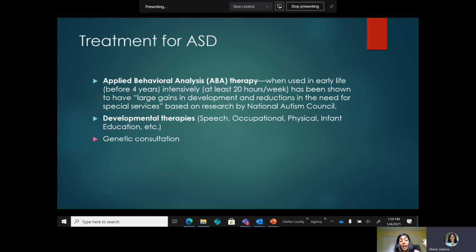I often recommend a genetic consultation just because of what we are learning in the research about the genes that are associated with autism, just for understanding and perhaps for later treatment options in the future.